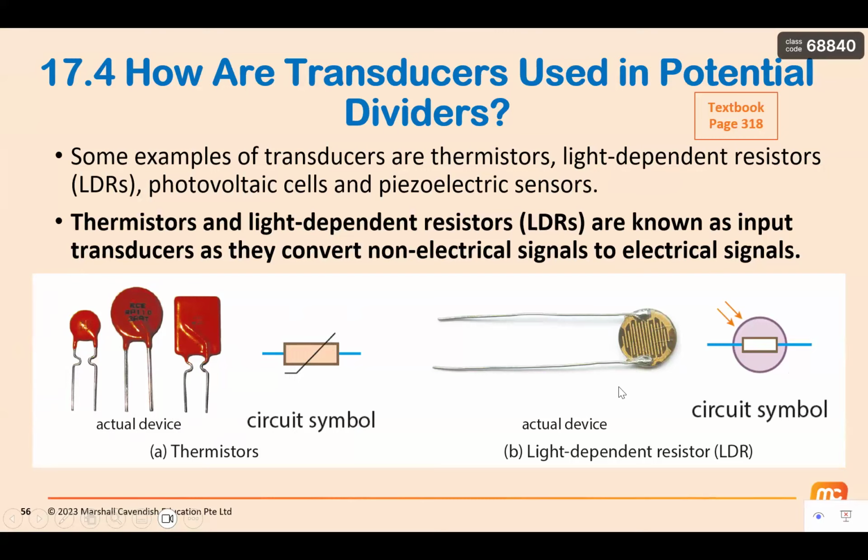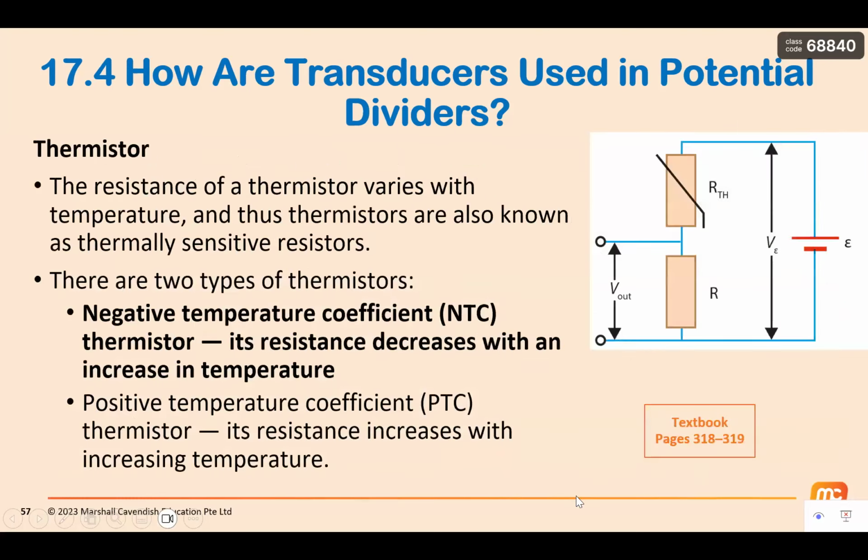And then your LDR, light-dependent resistor. The actual device looks like this, and the circuit symbol is a resistor with a circle, and then you have light falling onto it. So it's called a light-dependent resistor. Both of them convert non-electrical energy, in this case heat for the thermistor and light for the light-dependent resistor, into electrical signals.